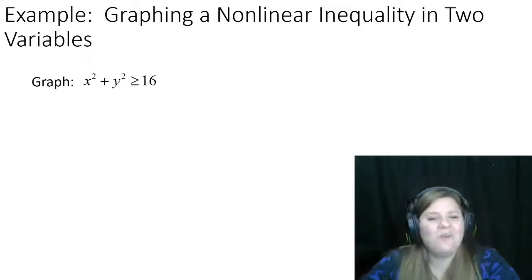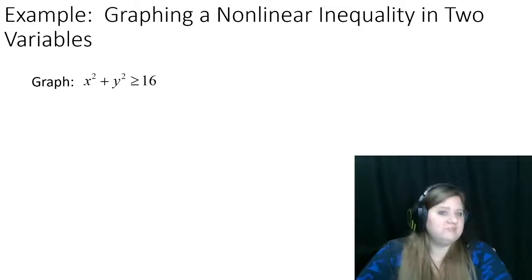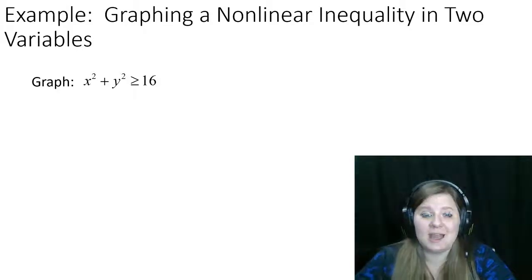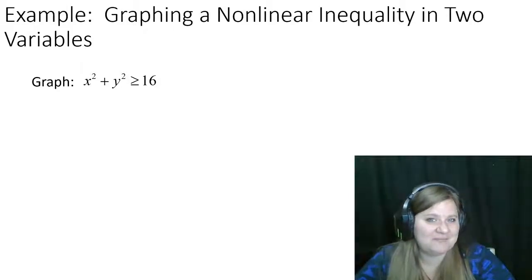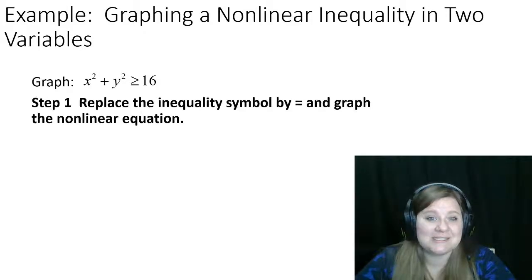So, what if I want to graph something that's not linear? Well, same general method. I'm going to graph it just like I would if it was an equal sign, and then I'm going to test a point and see where I shade. So in this case, x squared plus y squared is greater than or equal to 16.